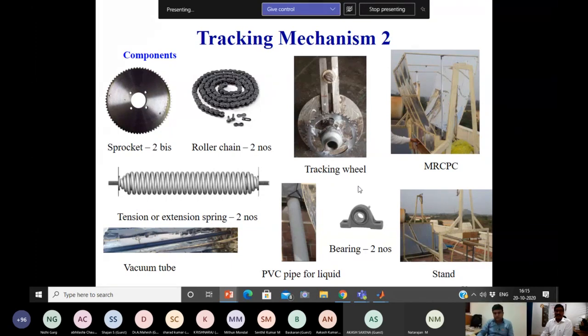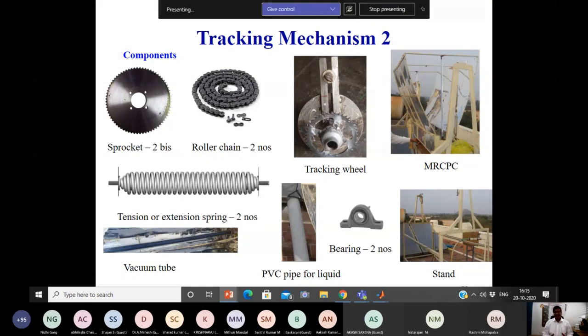What flexibility has been given for this tracking wheel? This is the radius from the center of this bearing to the center of the tracking wheel. This is the spring tracking wheel. This distance can be adjusted in the T-slot. For example, if the place is changed or the season is changed, summer to winter, to accommodate the change in the location or the time or the season, this eccentricity can be changed. So it has a flexibility.